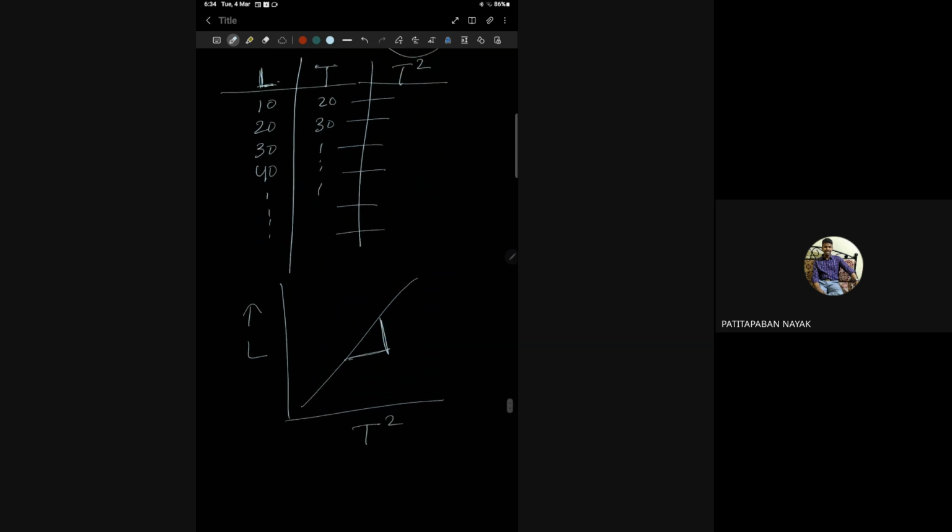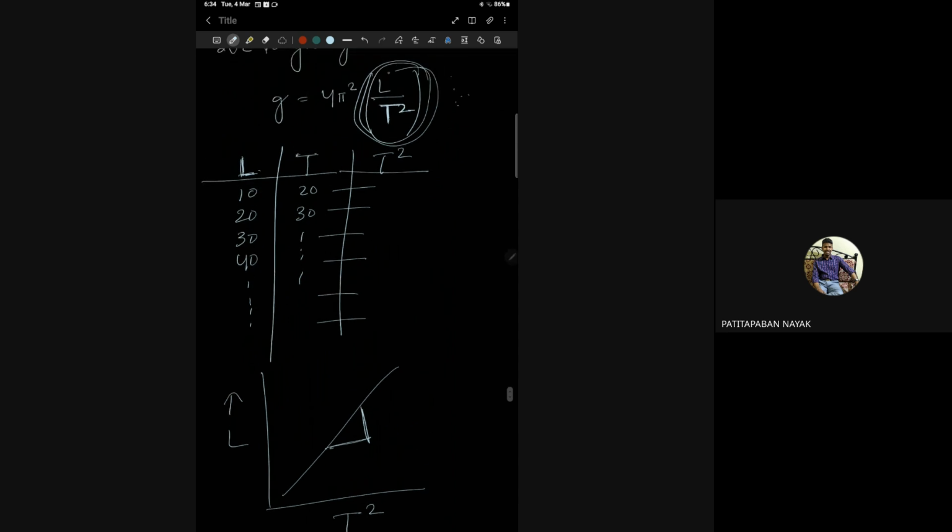So what we have to do, we have to plot a curve. So here we have L and here we have T square. So from that, it will be a straight line. And from that, we have to find out the slope. Okay. And from that slope, actually, we can get the value of L upon T square, which will give the exact value of G. It will give us the value of G. Okay.